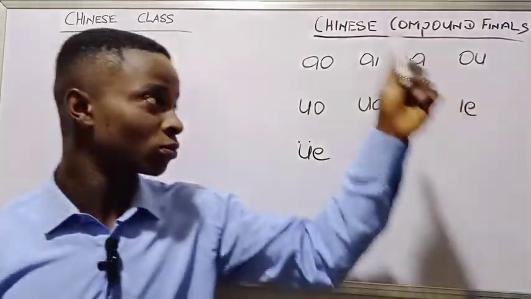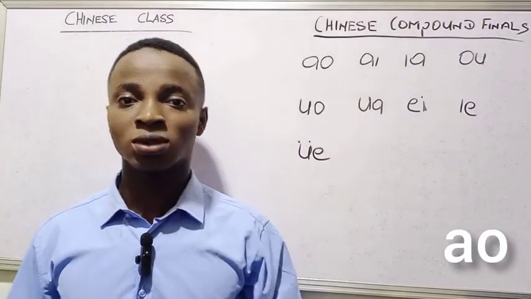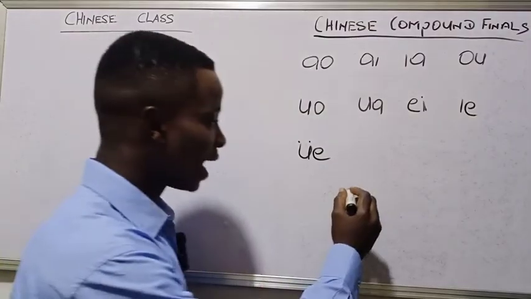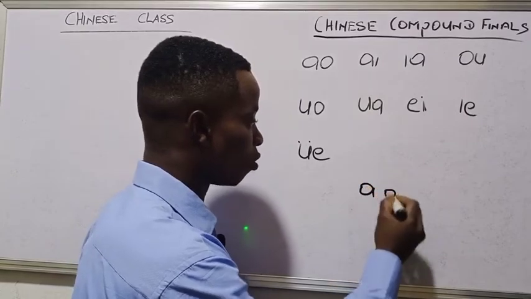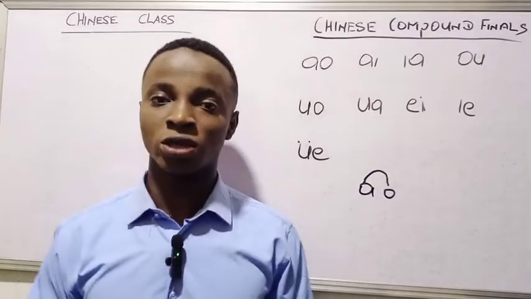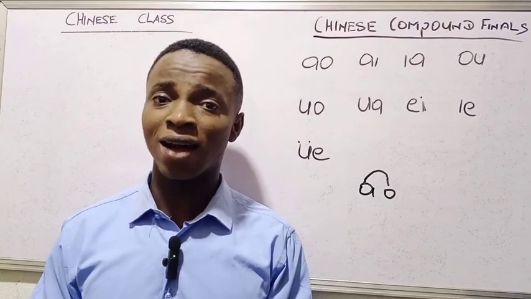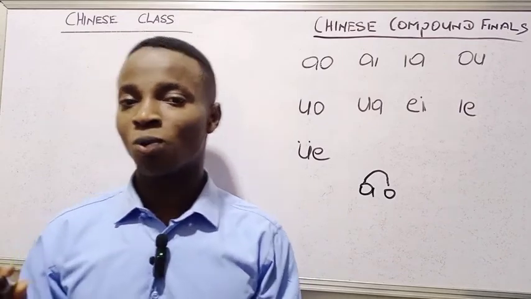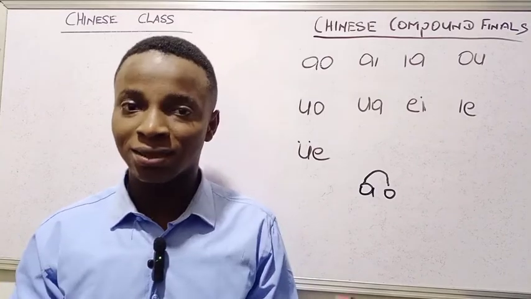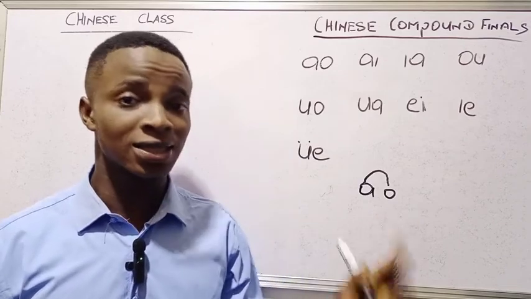For example, we have ao. Here, we make this sound by gliding the letter a to the o sound. So you can observe the first letter a sound is heavy, while the last one is pronounced politely, very light. So this is how we are going to be practicing these 9 finals.